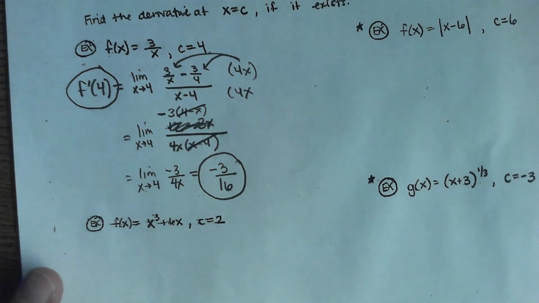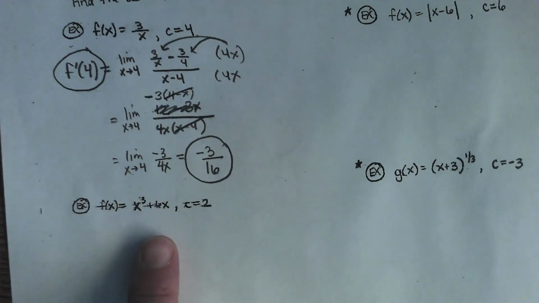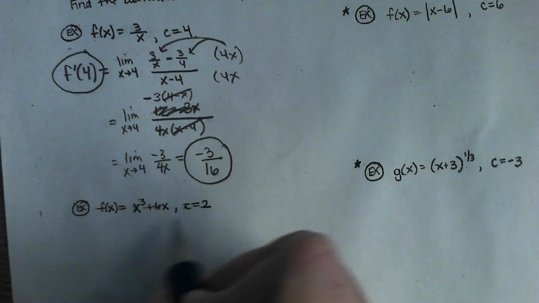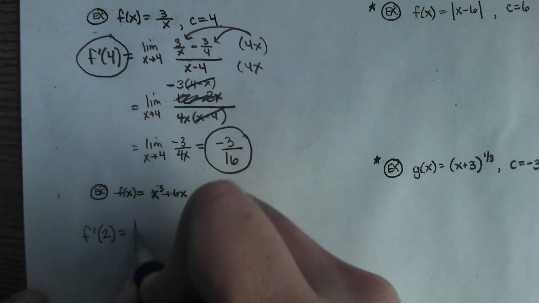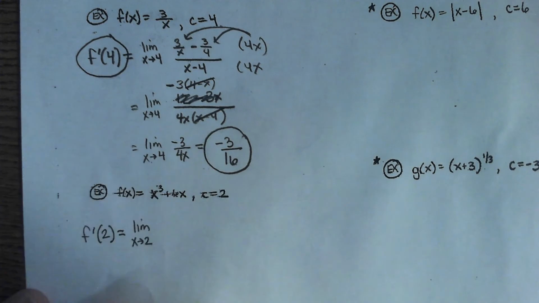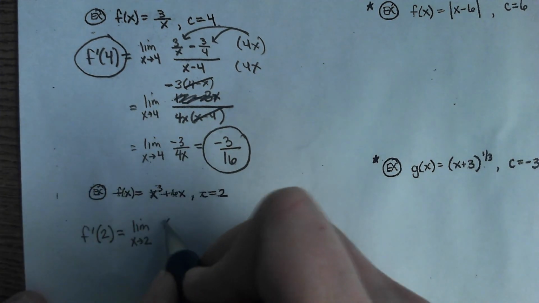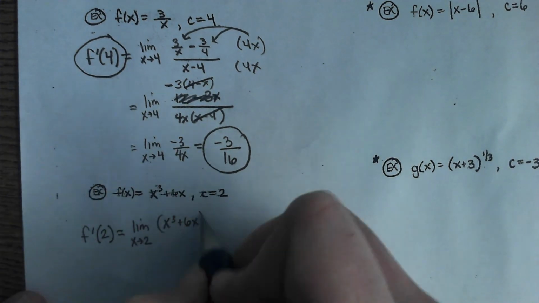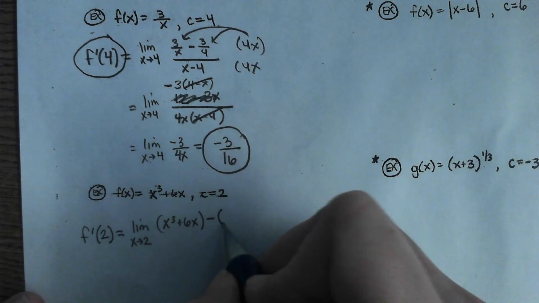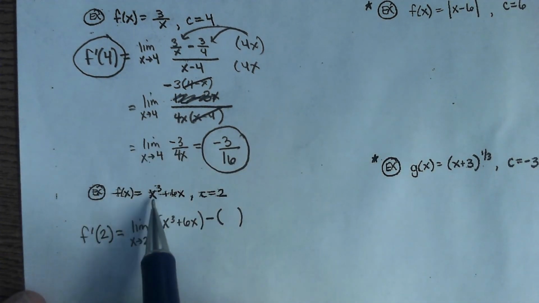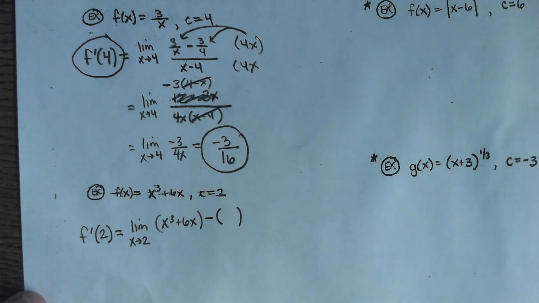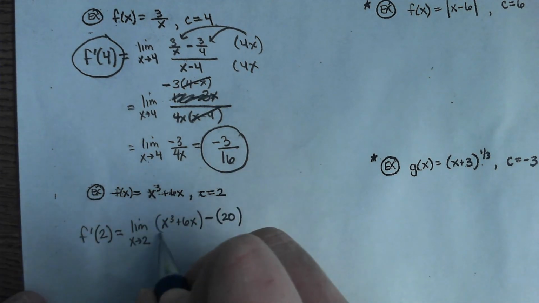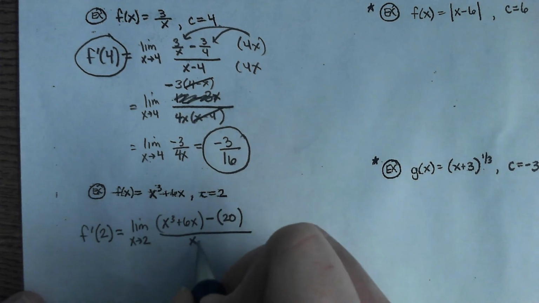Okie doke? And then we'll just jump to this one. So we're looking for f prime at 2. So that's going to be the limit as x approaches 2 of f of x, which is x cubed plus 6x, minus f of 2. What's f of 2 here? 2 cubed is 8. 8 plus 12, 20. You go with that? All over x minus 2.